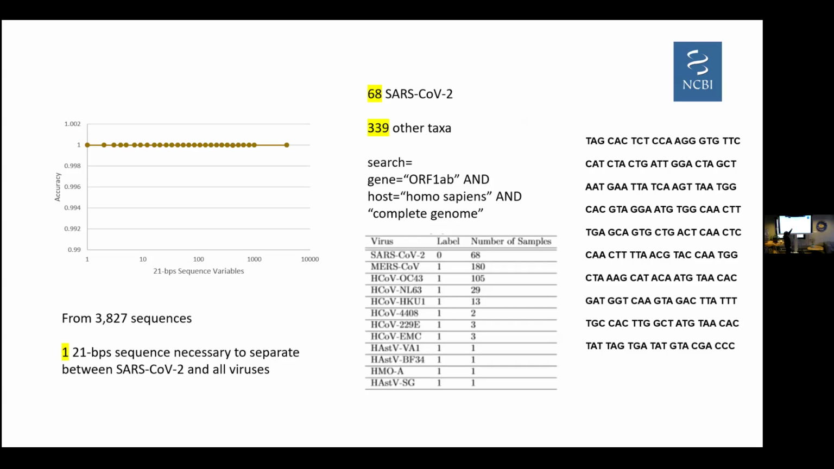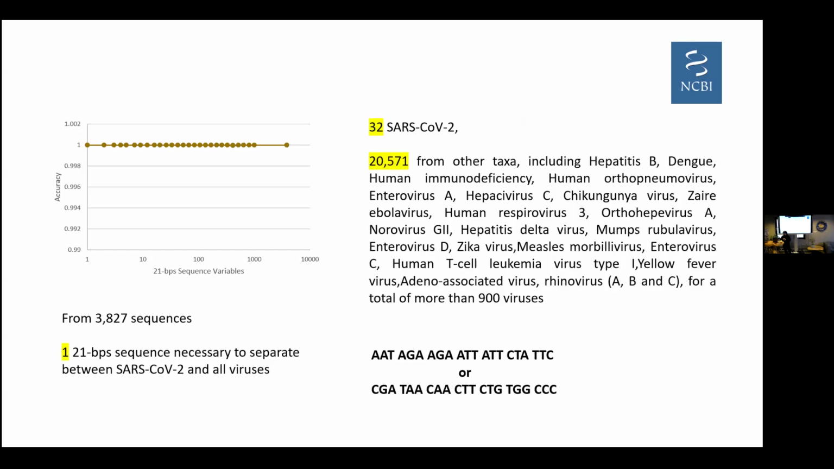So in this case, it was 339 comparisons. We went further and we compared it against all viruses available in NCBI, which is 20,571, and we found these 2 sequences. So these 2 sequences are unique to SARS-CoV-2. They only exist in SARS-CoV-2.